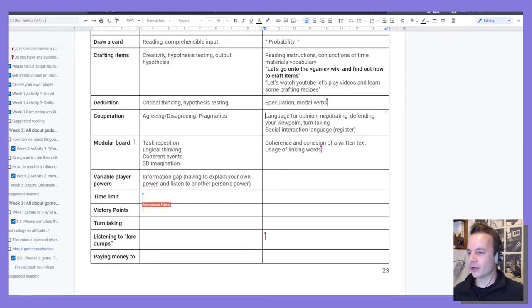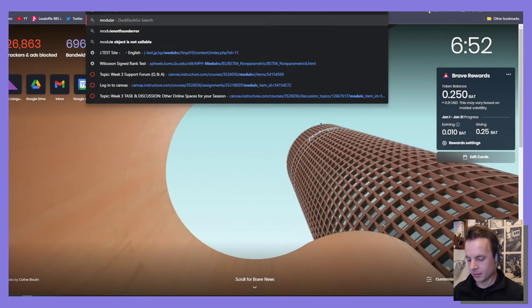The modular board idea, and maybe people are not quite sure what the modular board is. I'm thinking of something like Catan, you know. Yeah, okay. A modular board is a board that is different each time. Let's have a look. Modular board game.